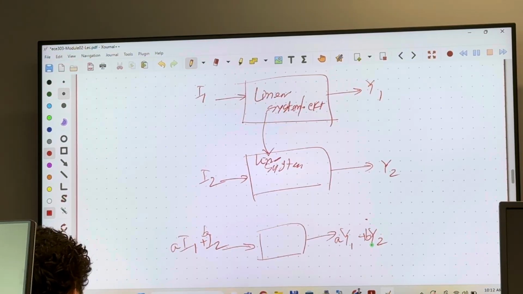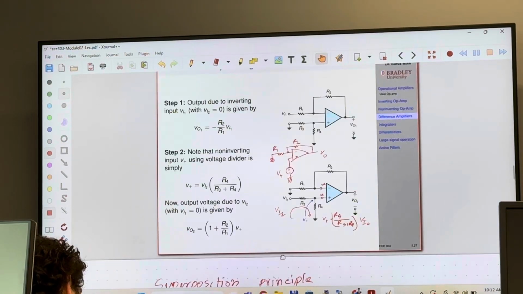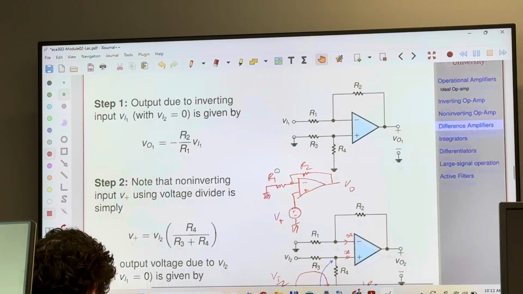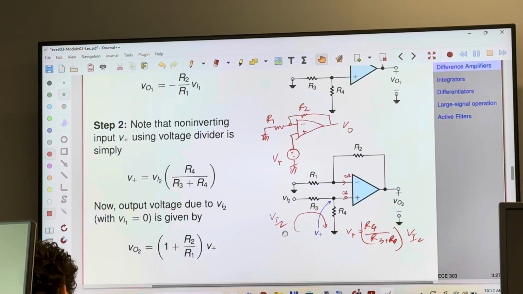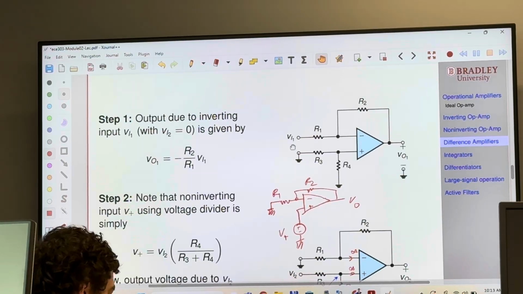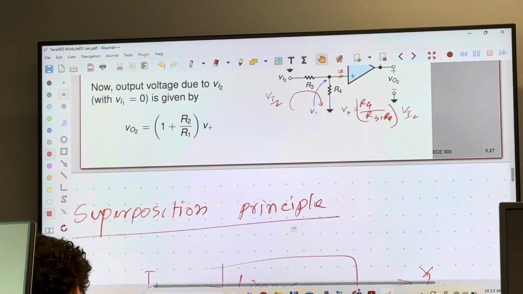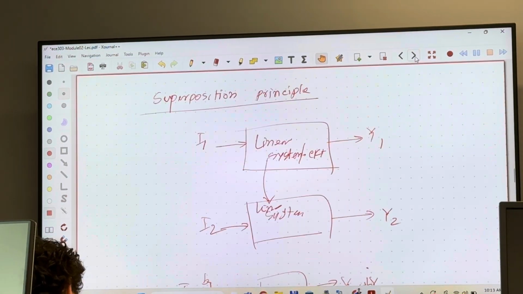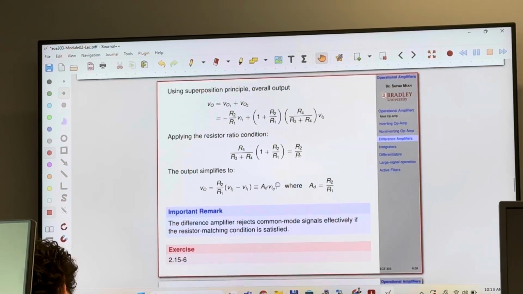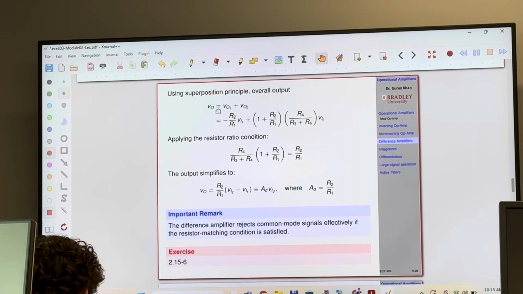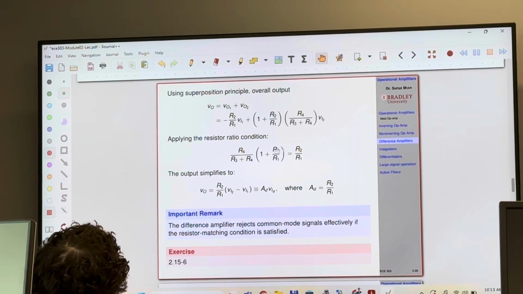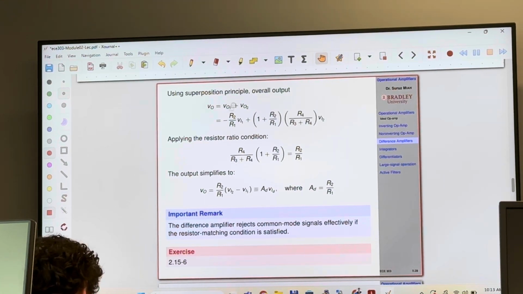Mathematically. Now we applied this superposition principle. We deactivated one source at a time, activated one source at a time, and then using the superposition principle, we get the overall output. So the overall output is going to be the summation of individual outputs.